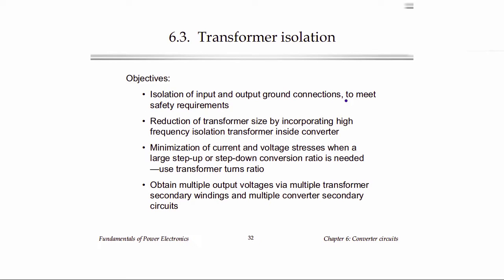Yet another reason is we sometimes build multiple output converters that supply multiple voltages. And these are simply additional secondary windings on the transformer inside the converter, and the voltages approximately scale by the turns ratios of the windings.